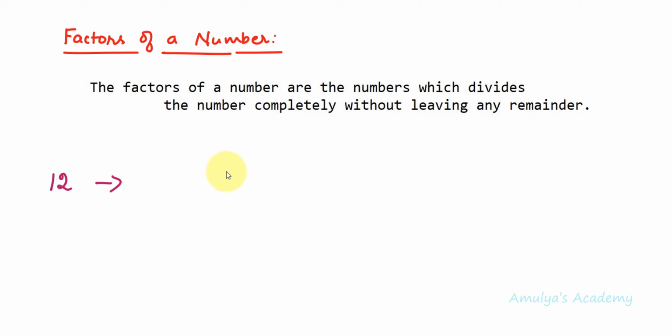Let's start from 1. Let's see whether 1 divides 12 completely. Yes, right? 1 12s are 12. I'll get remainder as 0. So 1 is the factor of 12. Next, let's check for 2. 2 6s are 12. So 2 is also the factor of 12. Next, let's check for 3. 3 4s are 12. So remainder is 0. So 3 is also a factor of 12. Next, let's check for 4. Yes, 4 3s are 12. So 4 is also a factor of 12.